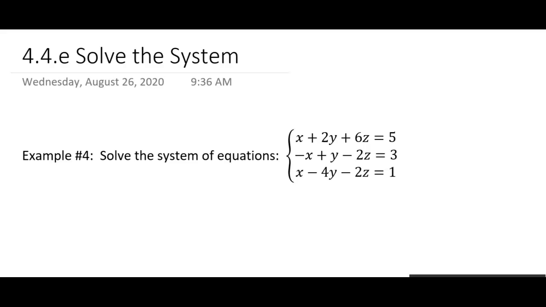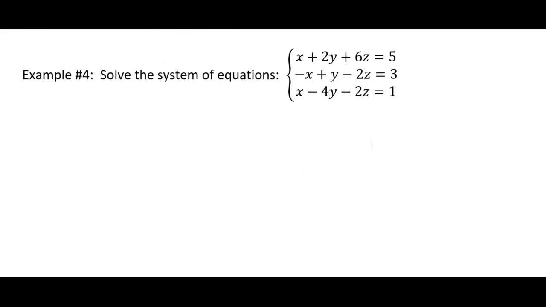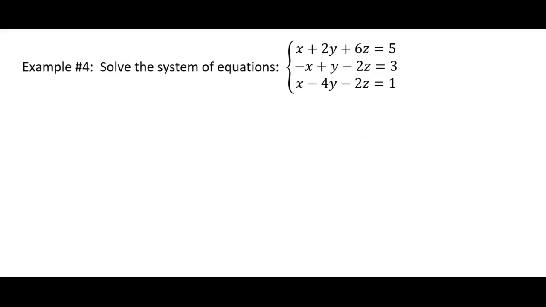So here's a system of equations. We want to solve it. It just says solve the system of equations. So we're going to use our same techniques that we've been using.